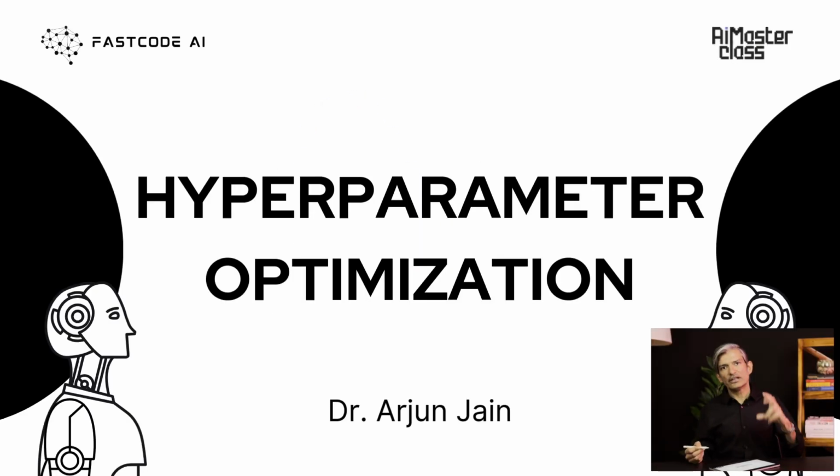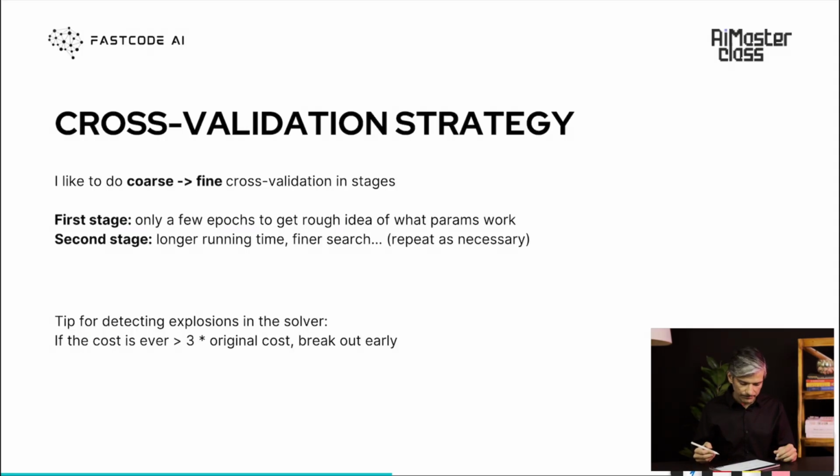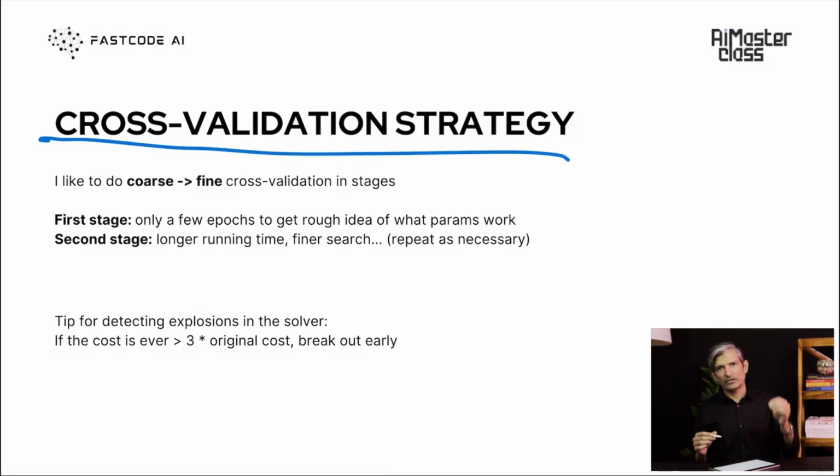So now let's try to find a good value between 10 to the power minus 3 and 10 to the power minus 7 for the learning rate. What we want to do is something called cross validation, and this is just a fancy word and we'll talk about it.